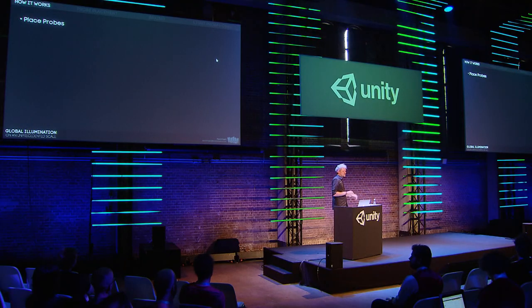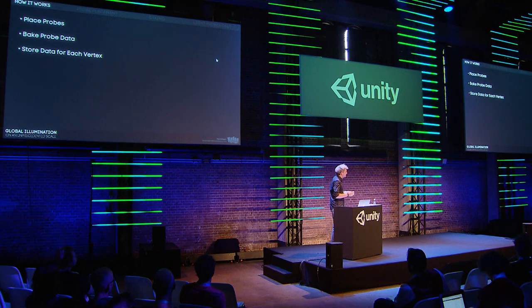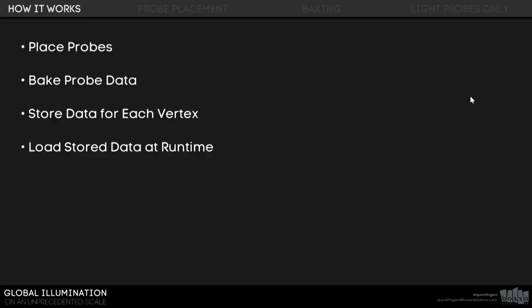So you need a light probe group that is good for that island. So you put an island in the scene, you spawn all the objects on it, and then you have to make a light probe group. You then bake that probe data, and then you have to store the data for each vertex for every object on the island. So for every single rock, every LOD level of that rock, we need to store the data for each vertex. And then we need to load that at runtime and then use it on the GPU. So sounds easy, but we'll go through it.